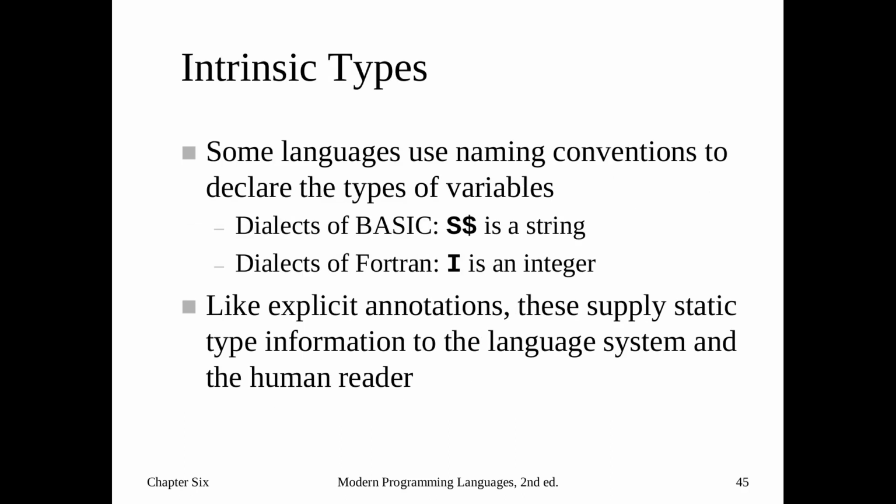There are also concepts known as intrinsic types. Some languages use naming conventions to declare the types of variables. For example, dialects of BASIC use the dollar sign, S dollar, as a type of string. Perl uses different markers to describe different types of variables. For example, if you put a hash before a variable name, that meant it was a dictionary. If you used an at symbol before, I think that was for an array. Dialects of Fortran use the capital I to denote an integer. So these are very similar to explicit annotations, and they supply static type information to the language system and also to the human reader.